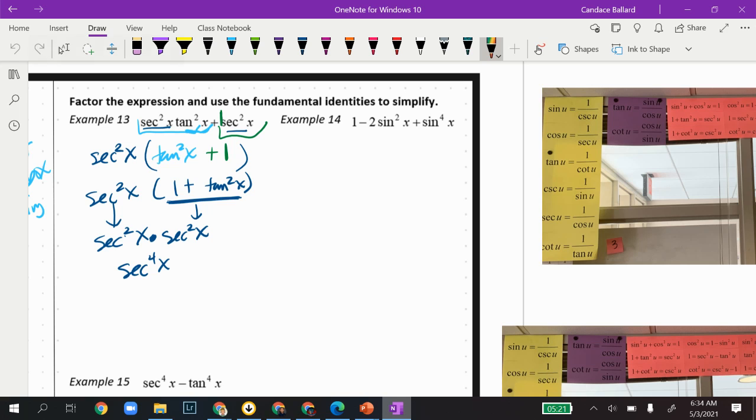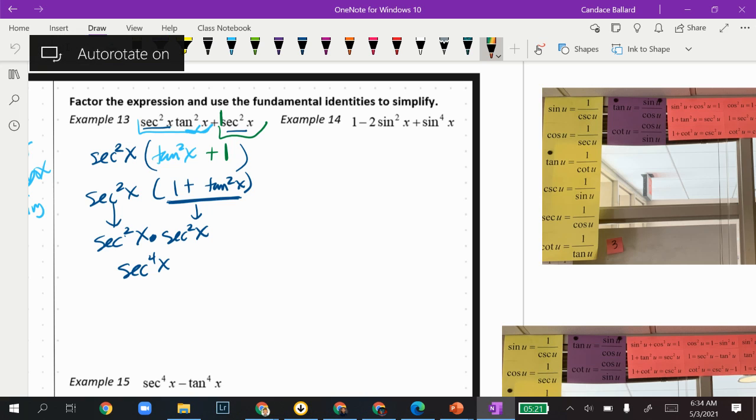In this video, we're going to continue topic 10.1. We're looking at the fundamental identities, and we're going to look at example 14. We are still factoring an expression and then using the fundamental identities.